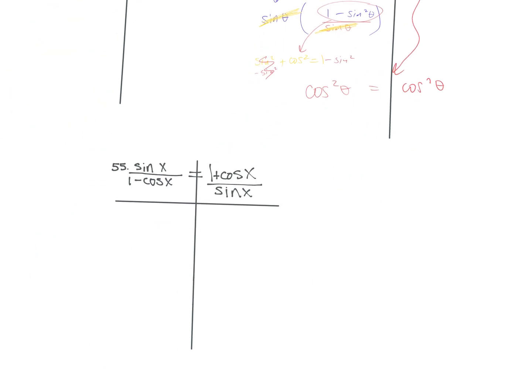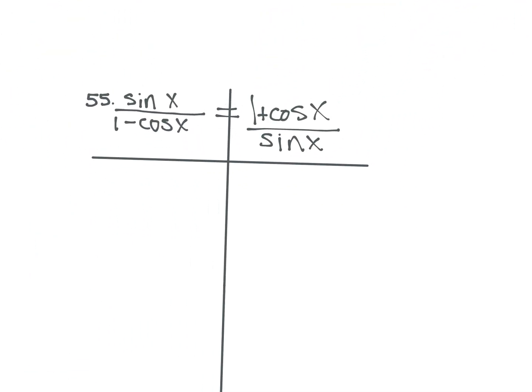All right, let's look at this one. Which side looks harder? The left. I agree the left does. How come the left does? Because it's 1 minus cosine. It has a minus sign.